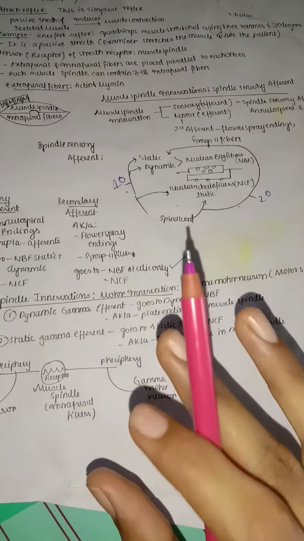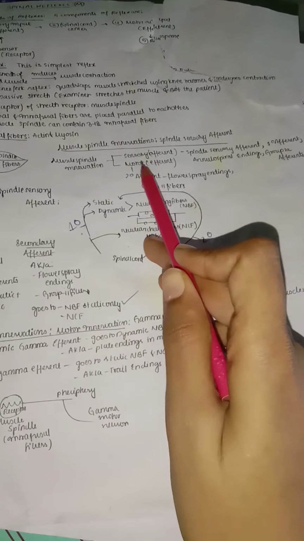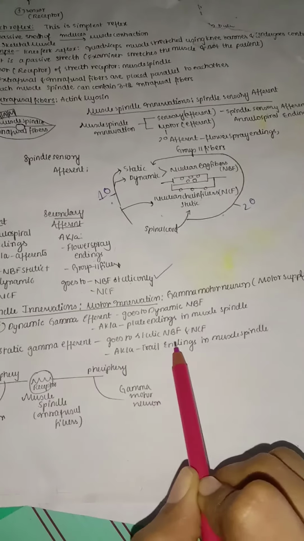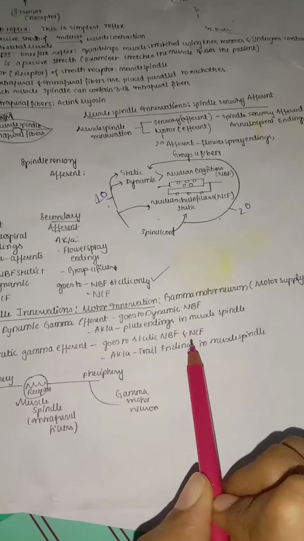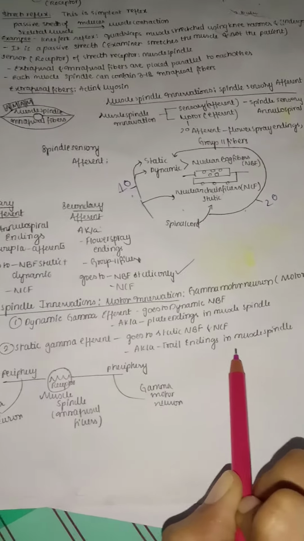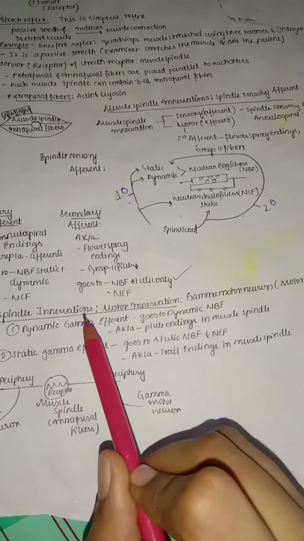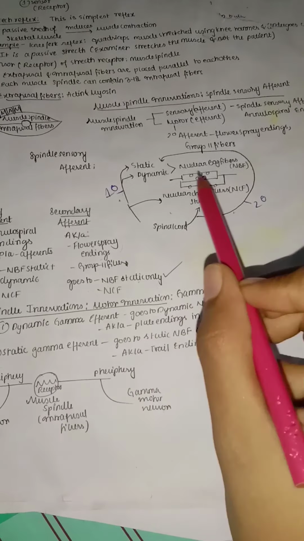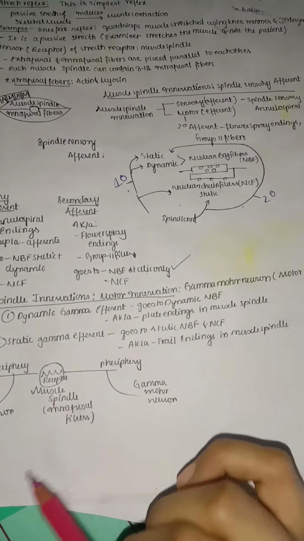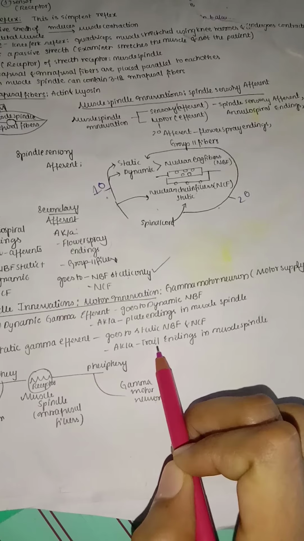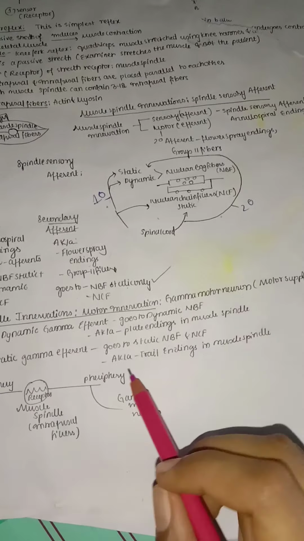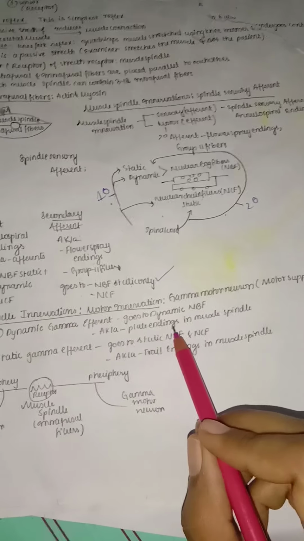And next, static gamma efferent is going to the static. Remember one thing: before we were talking about afferent, now we are talking about efferent. The static gamma efferent goes to the static nuclear bag fibers and also to the nuclear chain fibers, and it is also called trail endings in muscle spindle. Very important. You can see the dynamic one is going only to the nuclear bag fibers, dynamic only. It is not going to the nuclear chain fibers, but the static gamma efferent is going both to the static nuclear bag fibers and to the nuclear chain fibers, and this is called trail endings. That one is called plate endings.